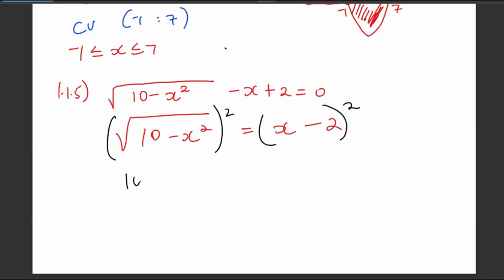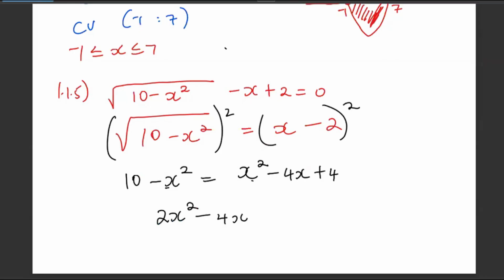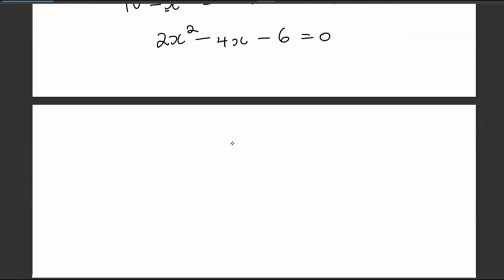So we're going to have 10 minus x squared is equal to x squared minus 4x plus 4. I would move everything to the right. This and that will give me 2x squared minus 4x. When the 10 goes that side, I'll have a negative 6 is equal to 0. Then I can divide through by 2 so that I have x squared minus 2x minus 3 is equal to 0.